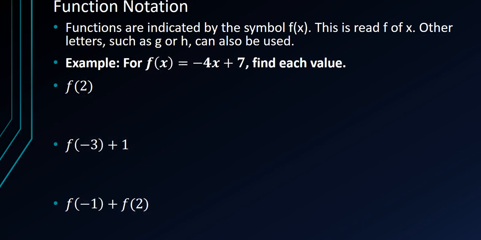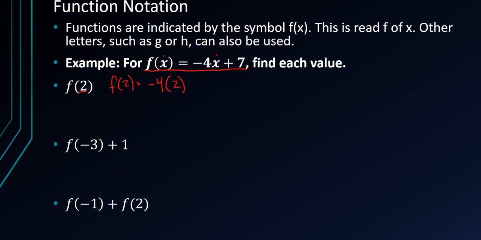The other thing about functions is we often use function notation. Functions are usually indicated by the symbol f(x), and that's read as f of x. Other letters such as g or h can also be used and are used quite frequently. So for example, for f(x) = -4x + 7, find the values below. We're going to use this function here, and they want us to substitute 2 into the function. So f(2), they want us to substitute 2 in for all of the x parts.